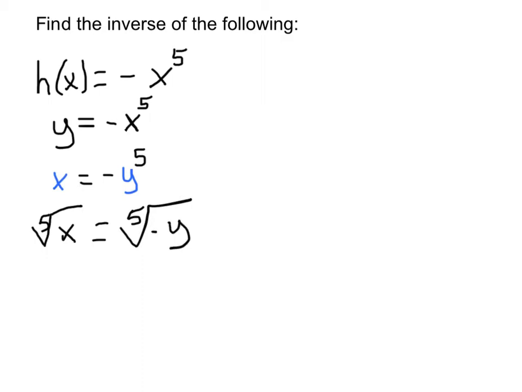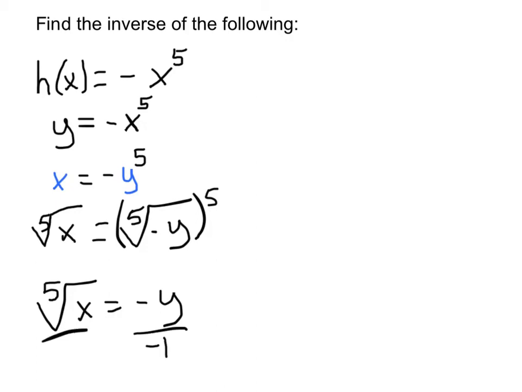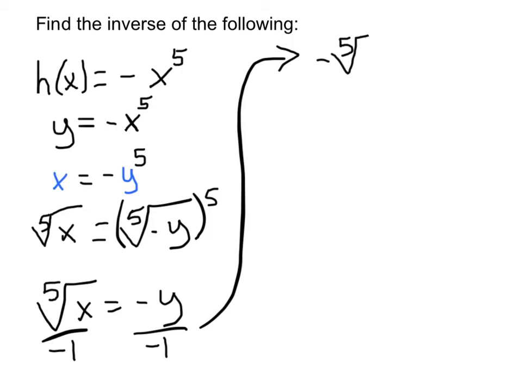Well, the fifth root of negative y, all raised to the fifth power, those two will end up canceling each other. So now I have the fifth root of x is equal to negative y. Now, I can't really end up with the negative, so I'm going to need to divide both sides by negative 1. So that's going to give me, and I'll bring it right back up here, negative fifth root of x is equal to y.